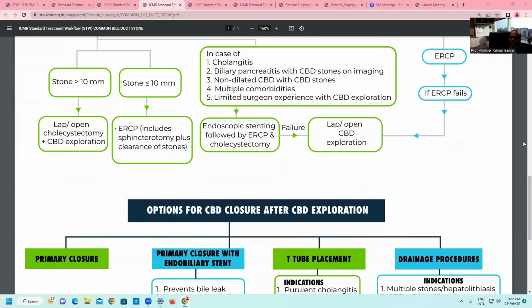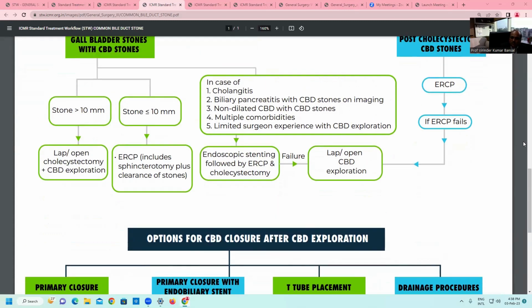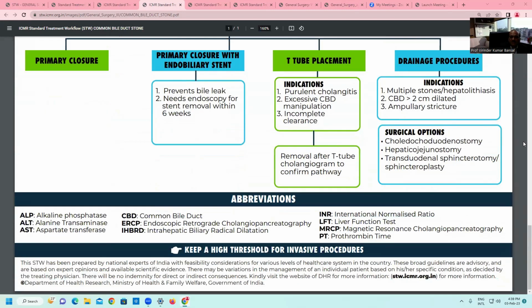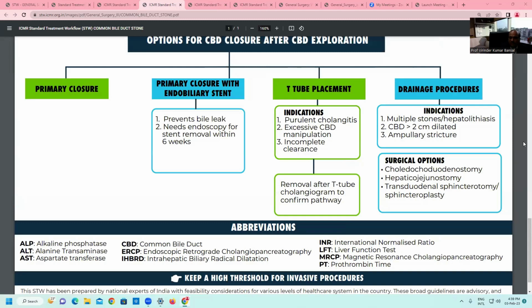Then we discussed the surgical options also a little bit, just to complete the STW, for people who are doing laparoscopic CBD exploration or open CBD exploration. So now the data is very clear that a CBD closure without a stent, without a T-tube is the accepted method of treatment. Next, please. And in only very few indications, you may require a placement of the T-tube.